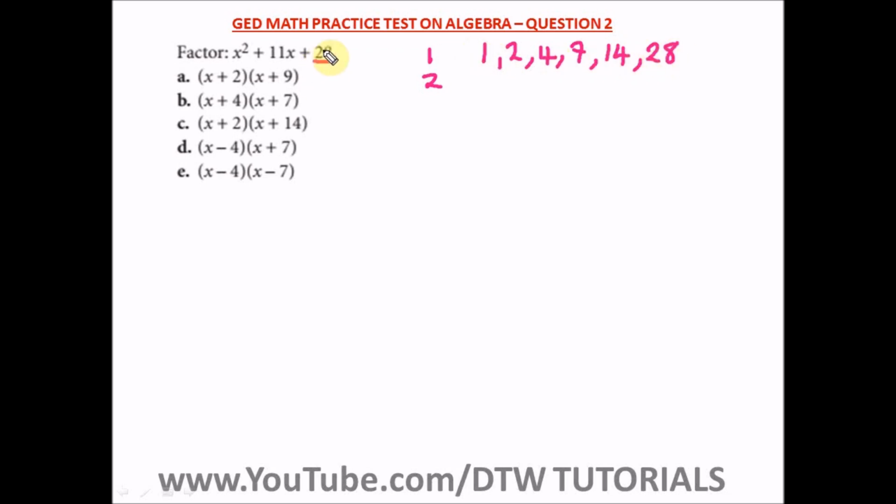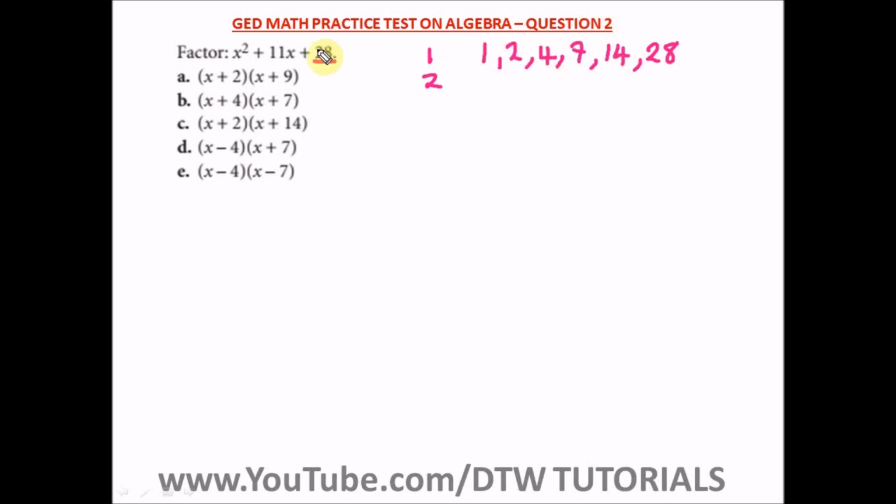And finally, we have 28. The factors of a number are numbers that divide that number. 28 divided by 1 is still 28, and 28 divided by 2 will give us 14. 28 divided by 4 will give us 7, and 28 divided by 7 will give us 4, and 28 divided by 14 will give us 2, and finally 28 divided by 28 will give us 1. So these are the factors of 28.